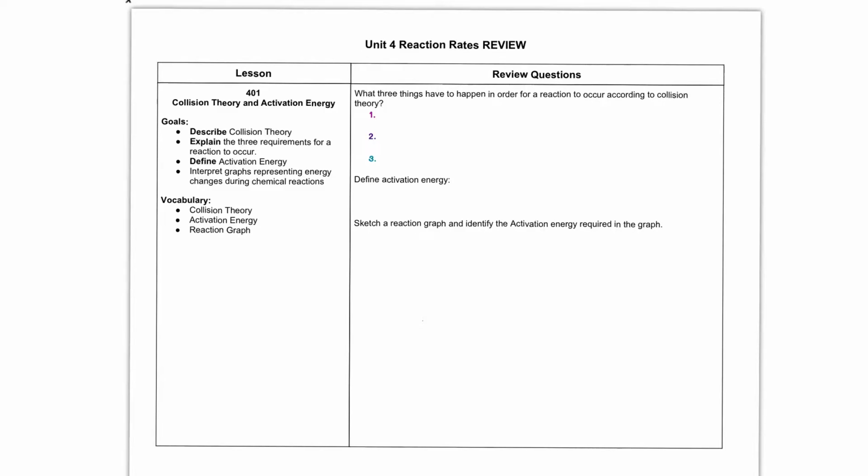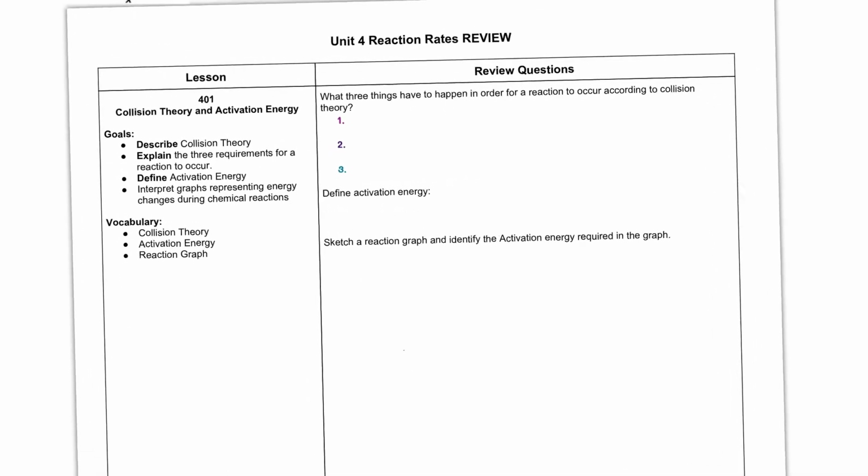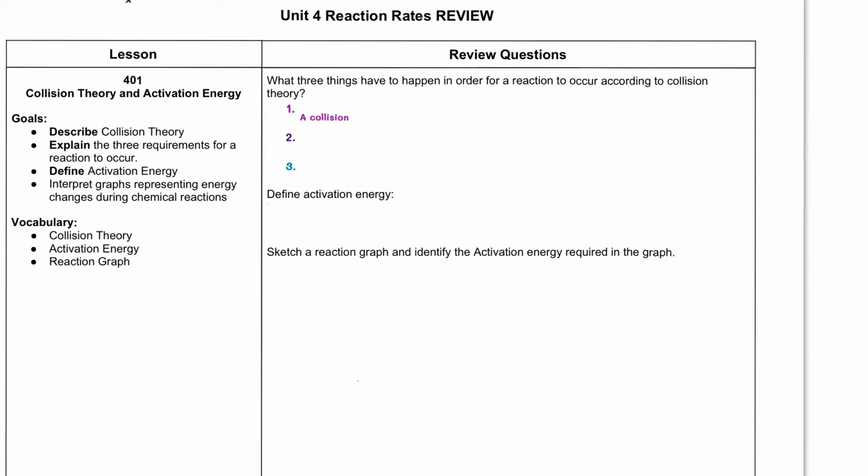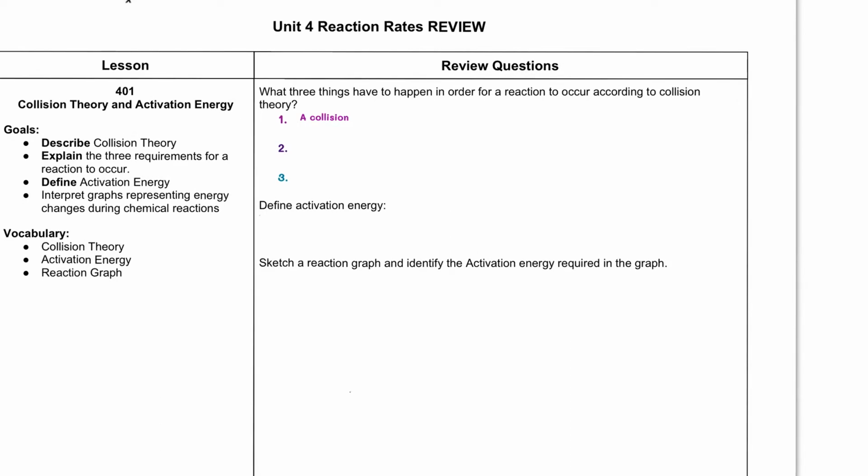So for lesson 101, it says, what three things have to happen in order for a reaction to occur according to collision theory? Well, the first thing that has to happen is a collision. A collision has to happen for a reaction to occur. They have to collide with the correct orientation or correct geometry. You could see it written either way. And they have to have enough energy to collide.